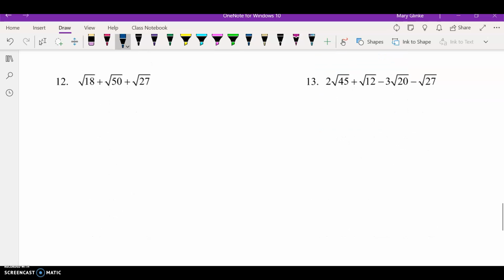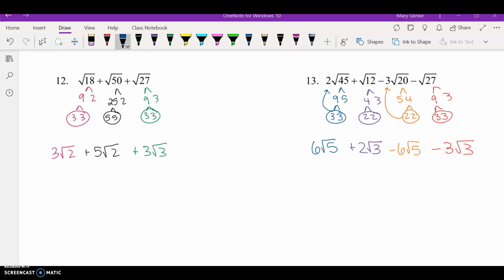So for 12 and 13, all of these are different, but looking at them, they all break down. So take a moment, we're going to have you pause the video again, break down every single one of these, and then come back to talk about how we can combine them.